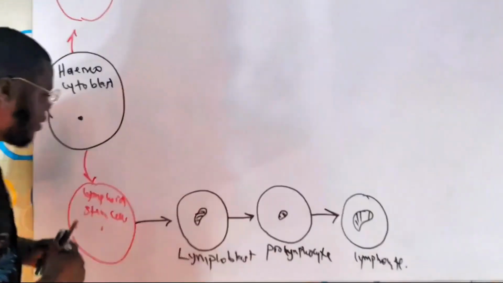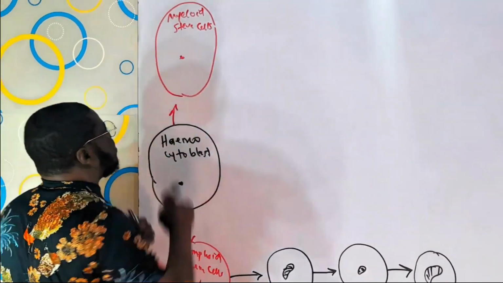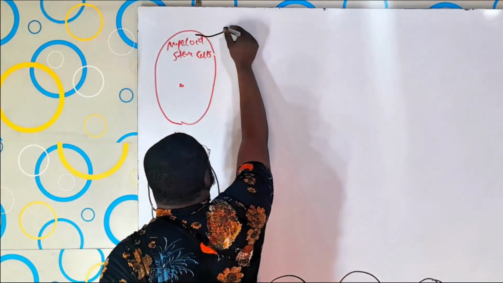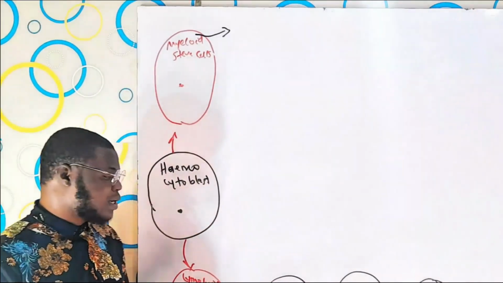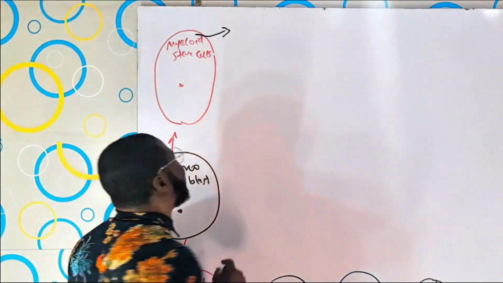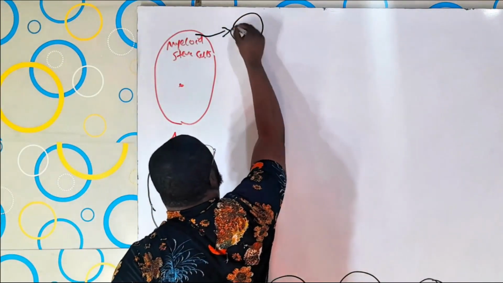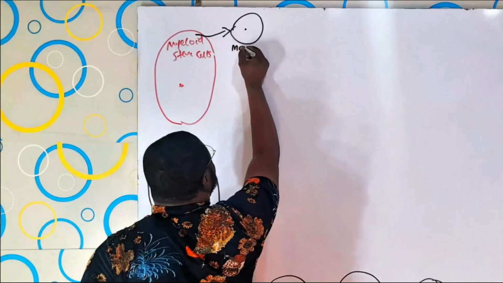Cool. Now, what next? Talking about the myeloid stem cell. The myeloid stem cell can divide to form a what? After the lymphocyte, we have the monocyte under the agranulocytes. So let's talk about the monocyte next. To form the monocyte, it will firstly divide into a cell, and this cell is called what? It's called the monoblast.